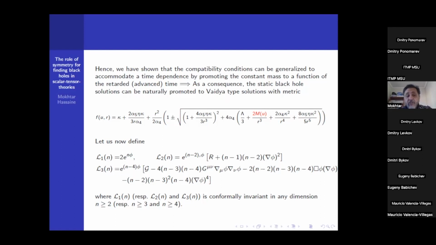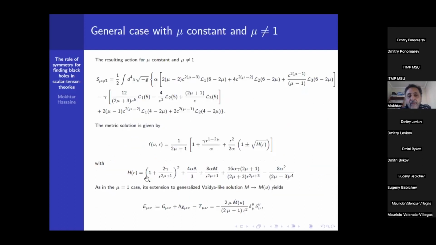Now, I just considered the case mu equal 1, but let me now define these densities that are conformally invariant: this one in any dimension greater than 2, this one in any dimension greater than 3, this one in any dimension greater than 4. When we do exactly the same game, but with constant mu not necessarily equal to 1, the resulting action is again a linear combination of these densities that are conformally invariant in other dimensions. The only dimension that is kept is 5 dimensions, but then it's continuous, because mu is not necessarily an integer.